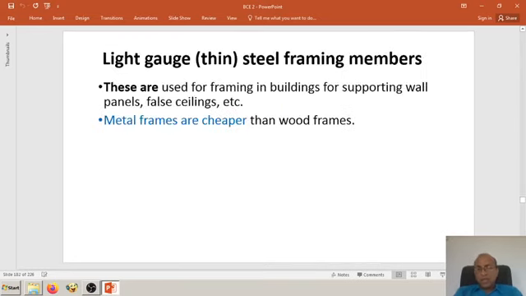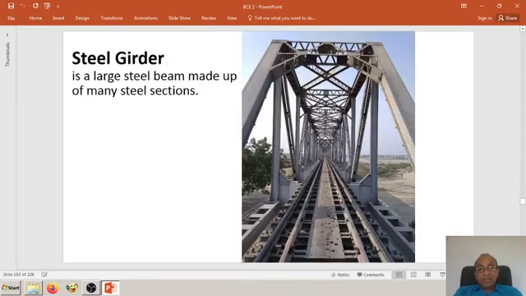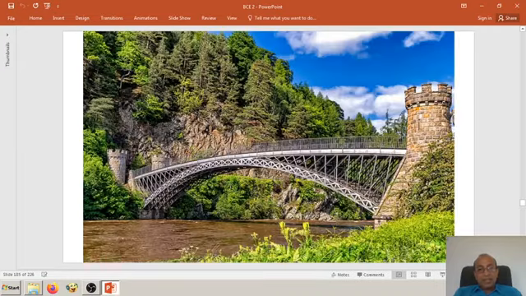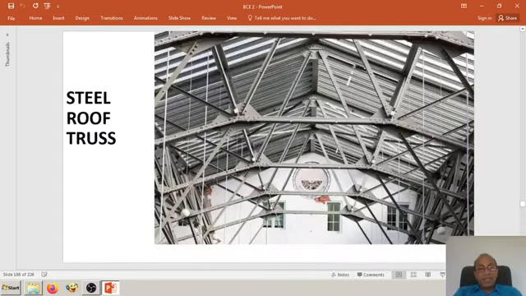Then light gauge or thin steel framing members are also used for constructing frames in the building for supporting walls, panels, false ceilings, etc. And these metal frames are cheaper than wooden frames. Then we can see what a steel girder is. A steel girder is a large steel beam made up of many small steel sections. And here we can see yet another steel girder, and here we can see a bridge made of steel.